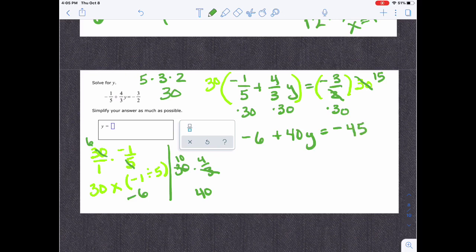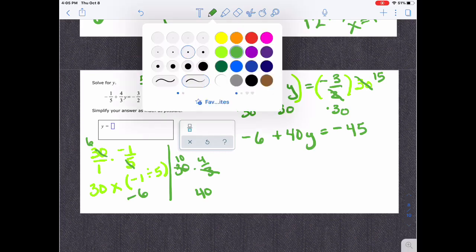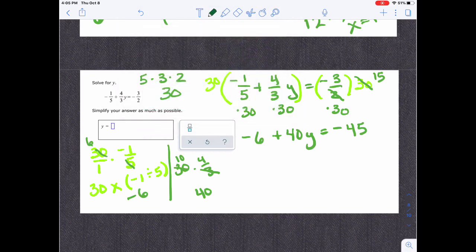All right, again, do it in your calculator. Just if you have a fraction, be safe and put it in parentheses, and then that usually works out with the order of operations. Let's do this. 40y equals negative 39. That kind of seems ugly, but the last one was ugly, so we're going to let this one be ugly.